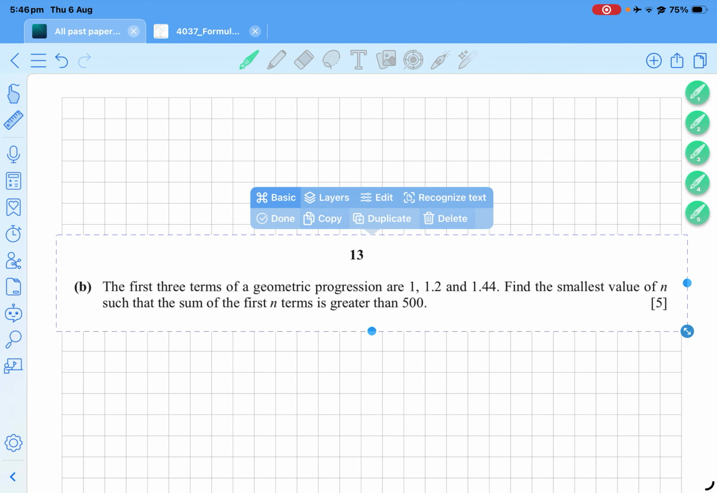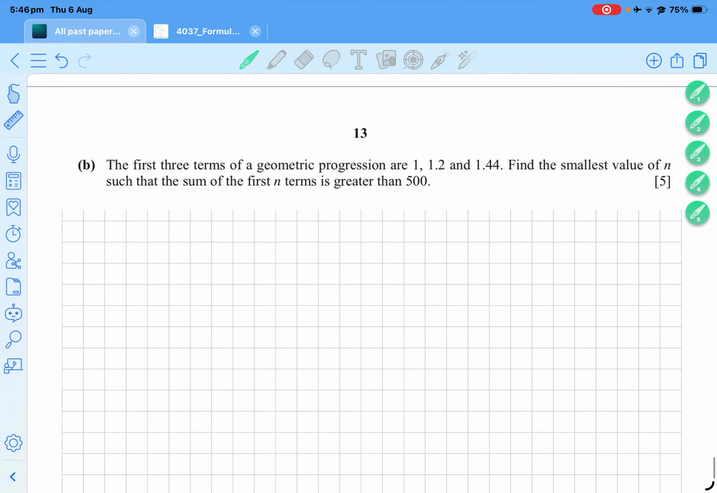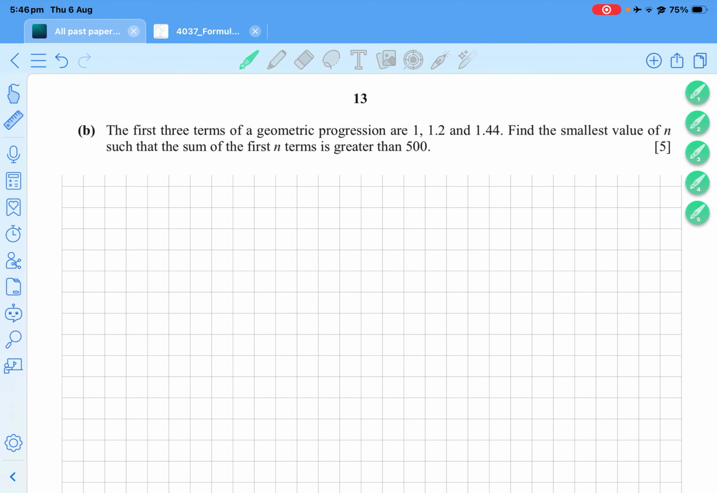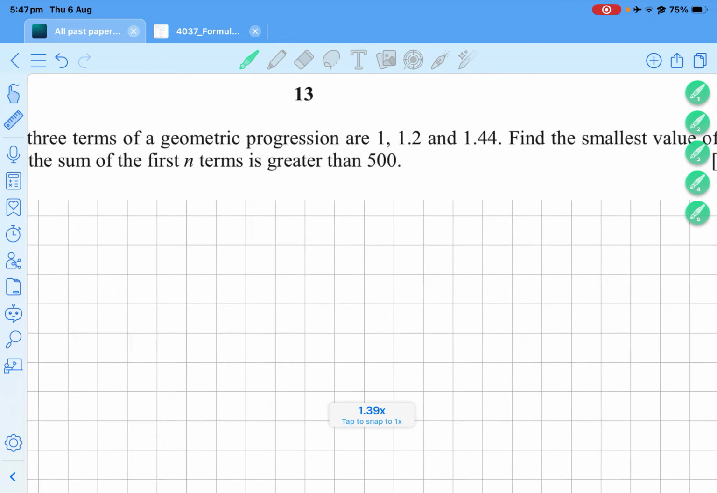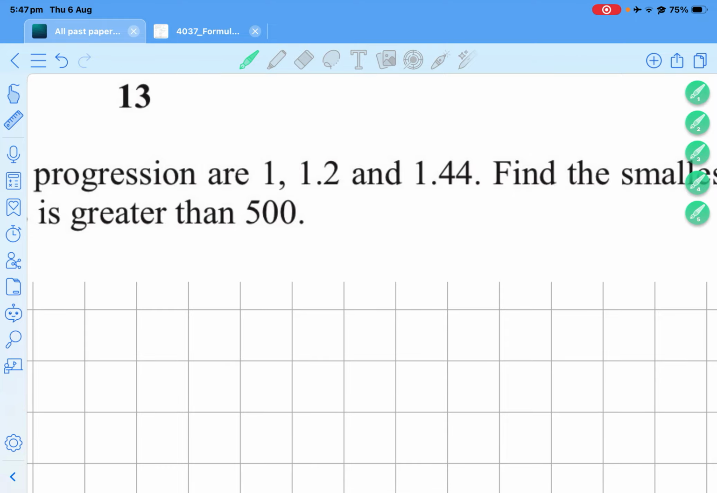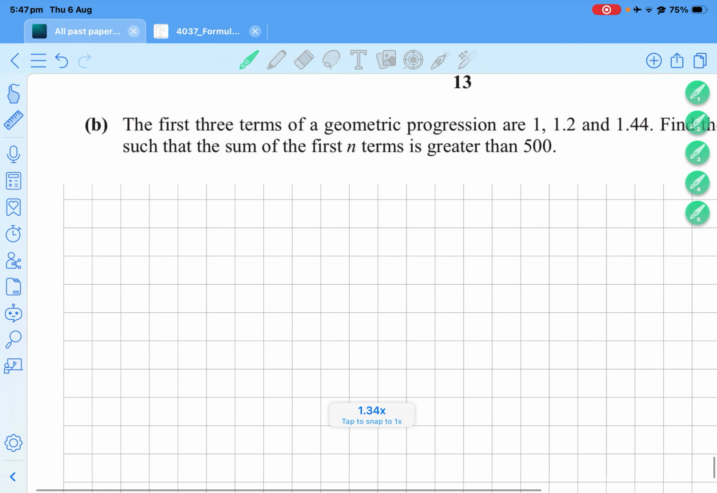Okay, then part B. So the first three terms are 1, 1.2 and 1.44. So I could do 1.44 over 1.2, which is 6/5. So 1 times 6/5, times 6/5, and so on and so forth. So yeah, that's what's happening. So r is just 1.2 over 1, which is 6/5.